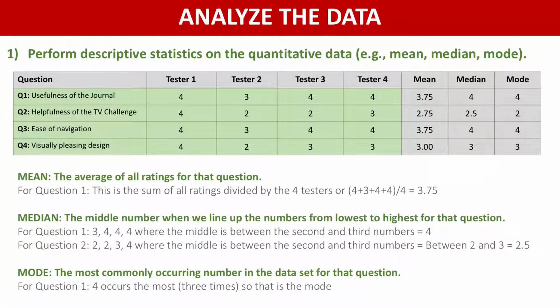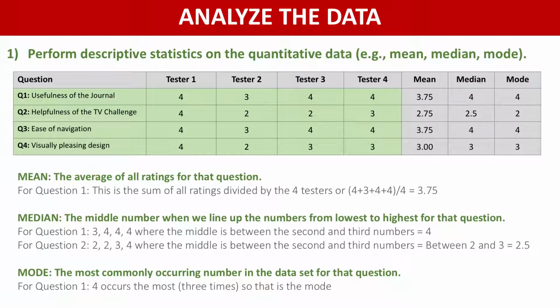The first step in performing data analysis is to perform descriptive statistics on the quantitative data. These are simple measurements that you've probably done in statistics class or for other types of projects. You can calculate things like the mean, the median, and the mode to get a better sense of the quantitative data ratings. Just as a refresher, the mean is the average of all of the ratings for that question.